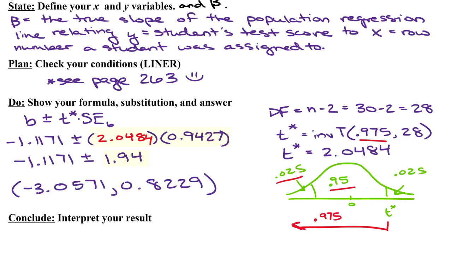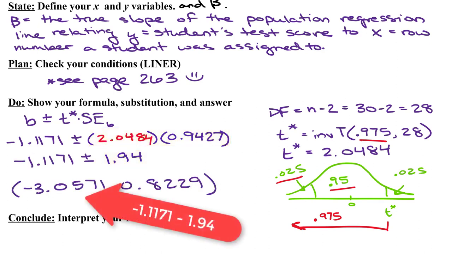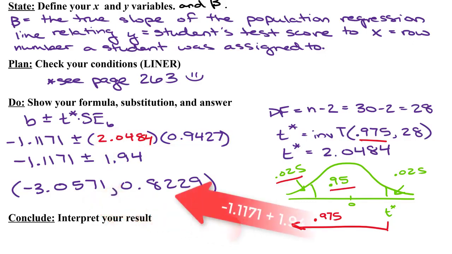If we work out that product on the right, we get about 1.94. And then we'll take negative 1.1171 minus 1.94, and we get about negative 3.0571. To get the upper bound, we're going to take our negative 1.1171 and add 1.94, and we get about 0.8229.